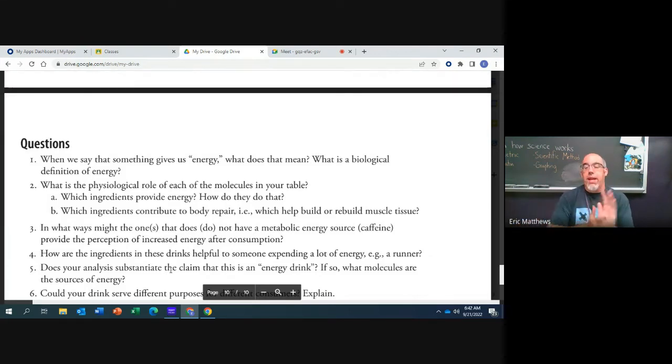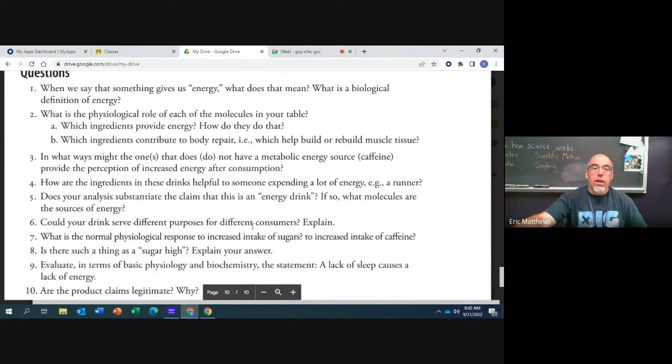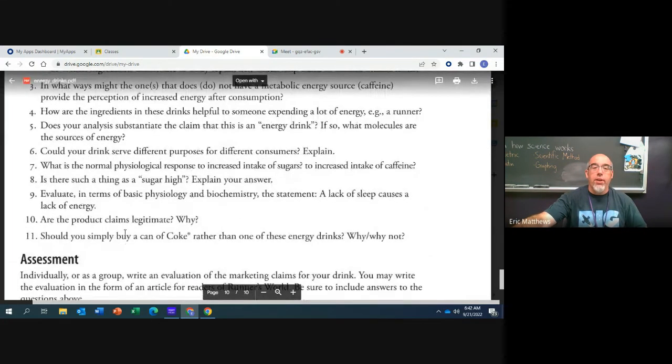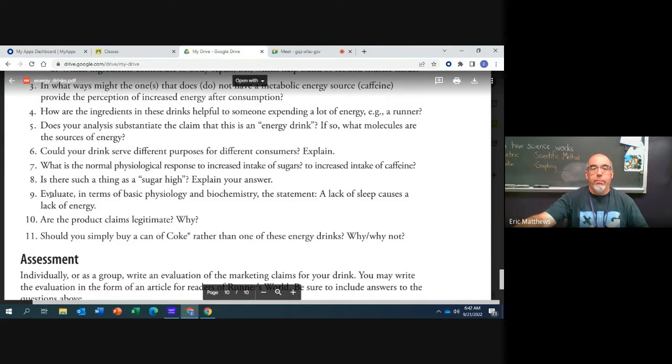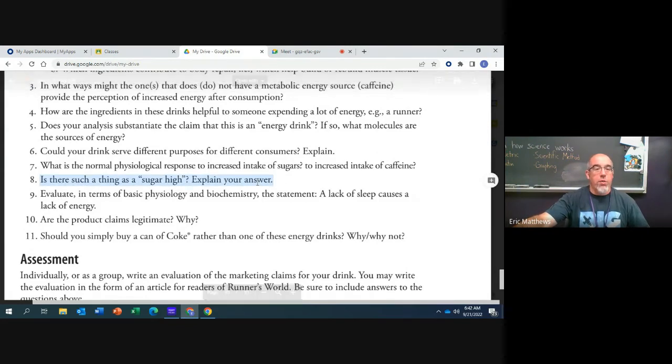So, this is the big yes or no. These are called energy drinks. Do they actually supply energy? Now, as you move down here, most of them are not super complex. Look up number 8. It's a fun one to read about.